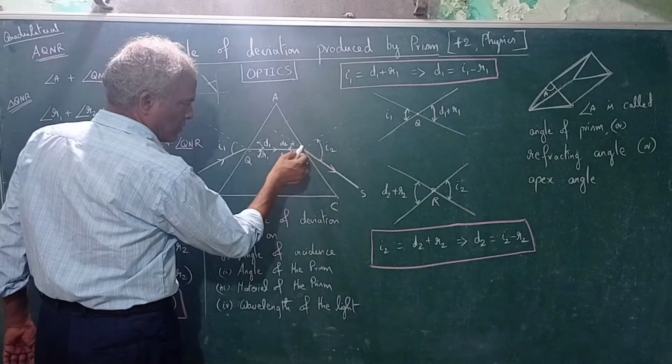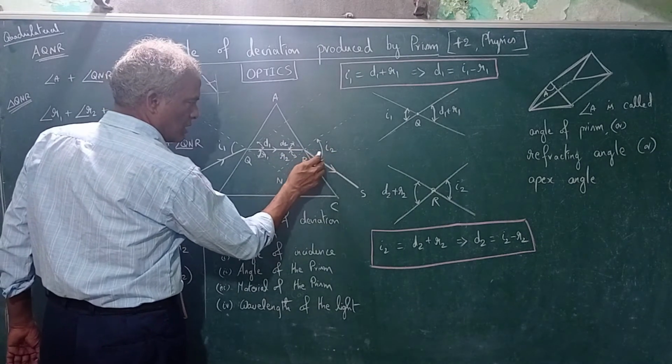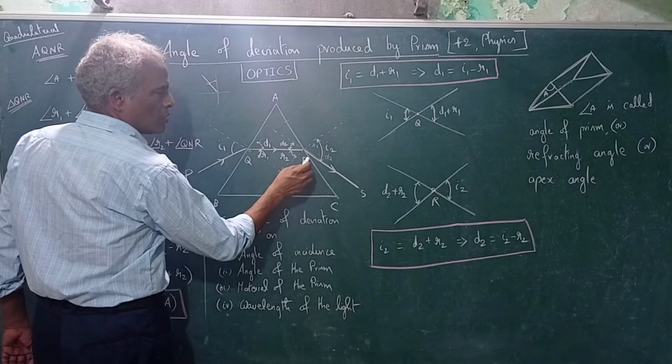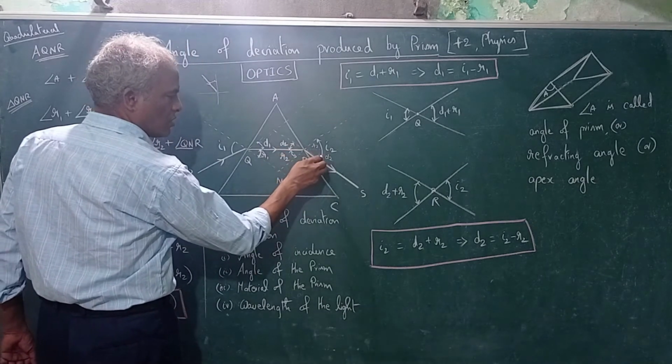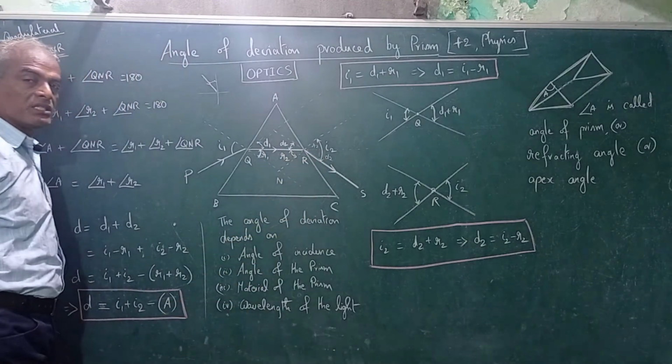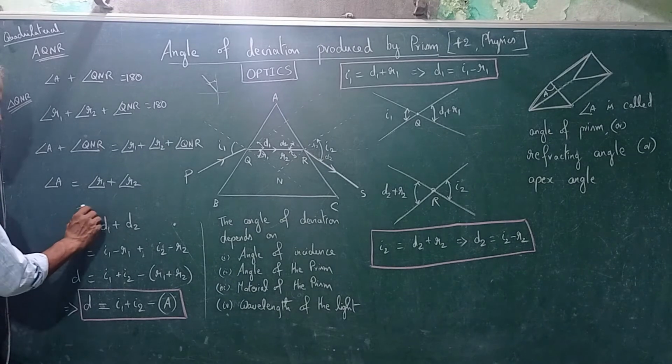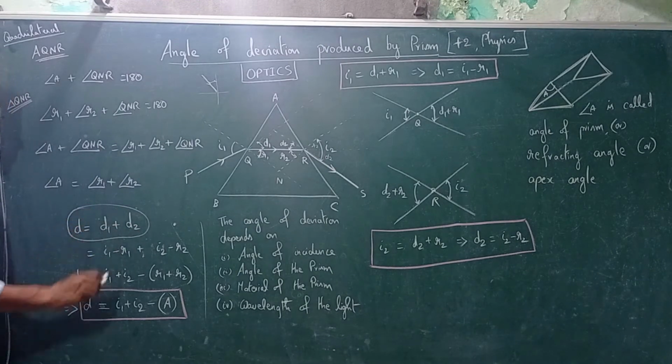So this angle from this normal is D2. Basically this angle is D2 and this is R2. Since this is D2, this is also D2. So the total deviation is D1 plus D2. Okay, that's what is given here. The total deviation is D1 plus D2.